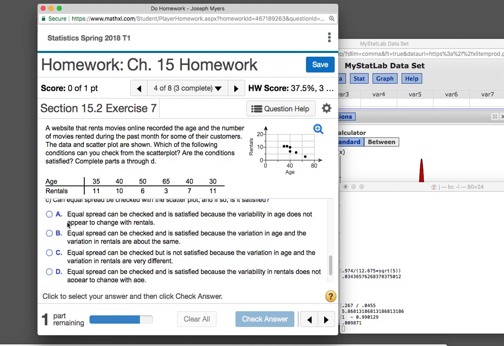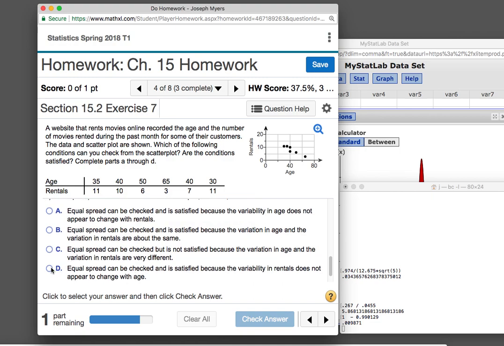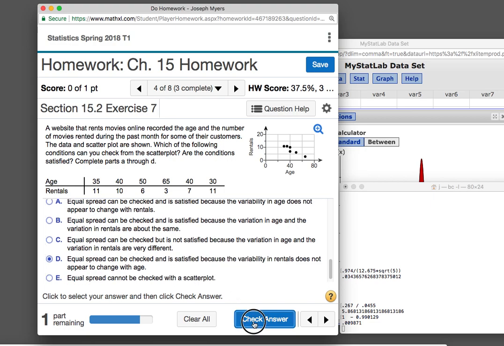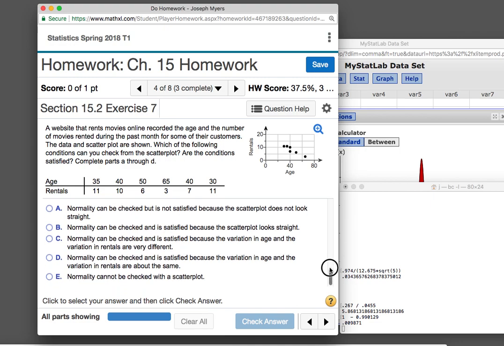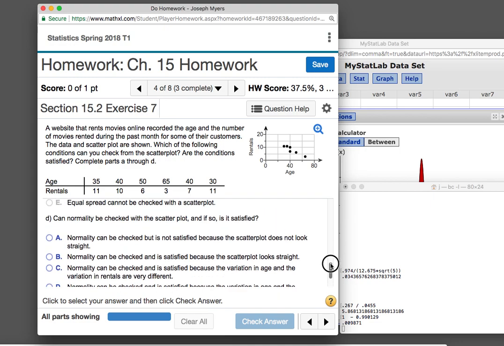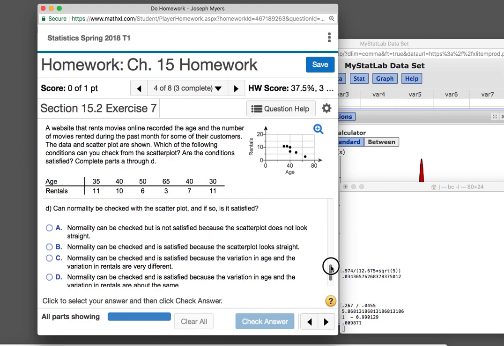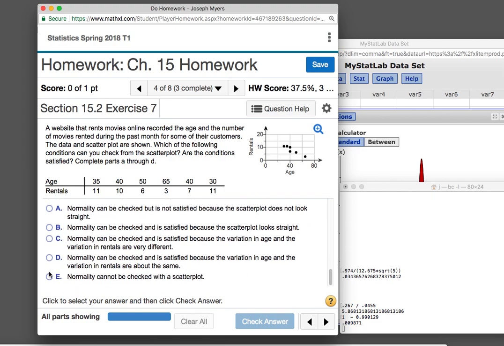The variability in the y variable is rentals. Variability in rentals, the y value, doesn't seem to change its variation along the x-axis, which is age. Okay. Can normality be checked with it? It can be checked with a normal probability plot, but you can't really check it with a scatter plot.